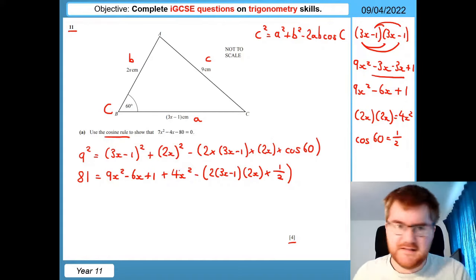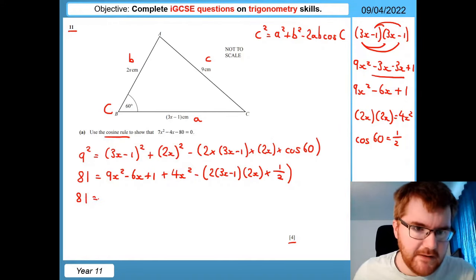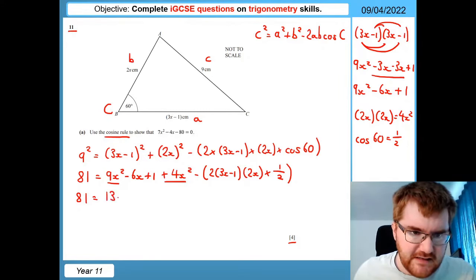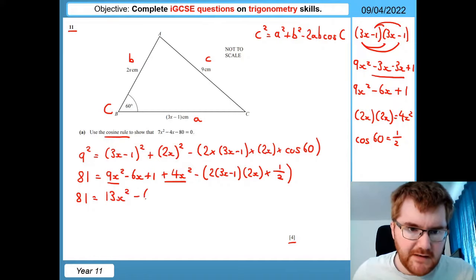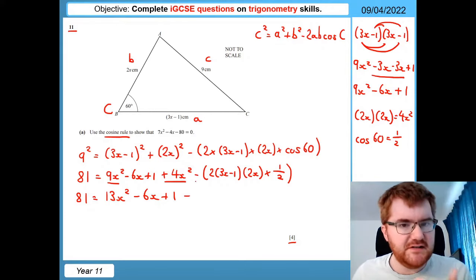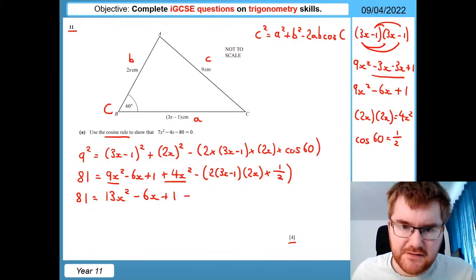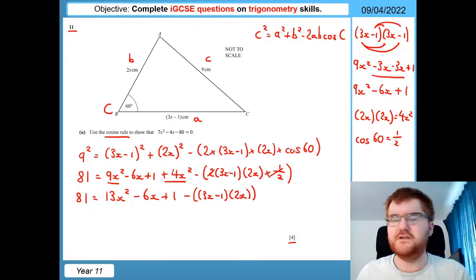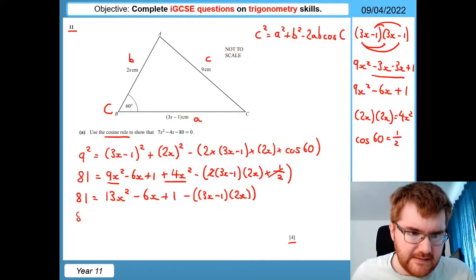Let's keep simplifying this down. So 81 I'm going to leave alone for the time being. Notice we've got a 9x squared and a 4x squared, so that becomes 13x squared minus 6x plus 1. And now we're going to work out the bracket. So we'll do this in stages. Well, 2 times a half cancels, because that becomes 1. So these cancel. So we're left here with 3x minus 1 multiplied by 2x. Just take it one step at a time. And let's keep going. So 81 equals 13x squared minus 6x plus 1.